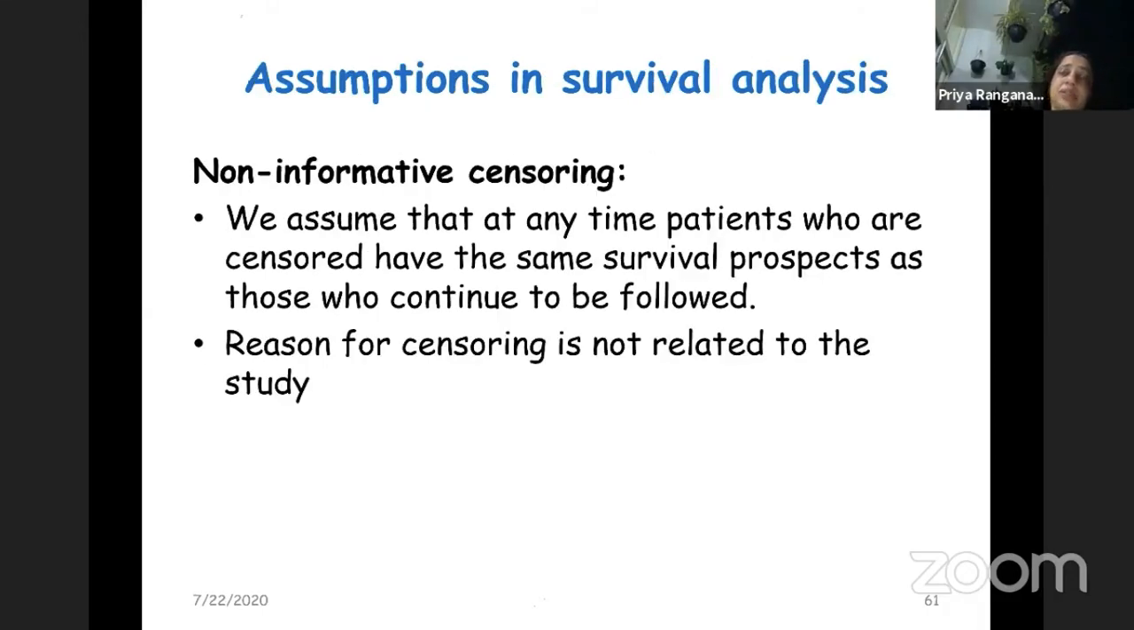There's another assumption that we make in survival analysis. We already spoke about proportional hazards. Now, this is something called non-informative censoring. So when we say patients are getting censored, we assume that the patients who are getting censored have the same survival prospects as those who are continuing in the study, okay? And that the reason for censoring is not related to the study. Let's see what this means.